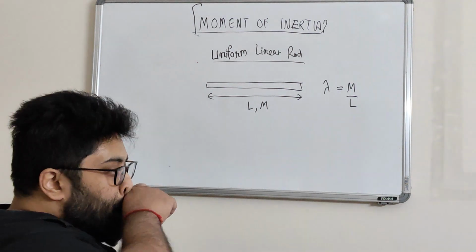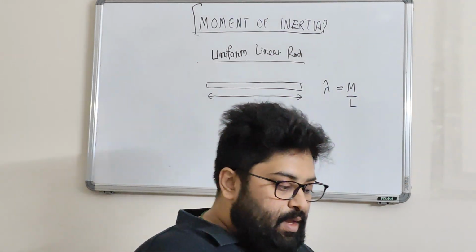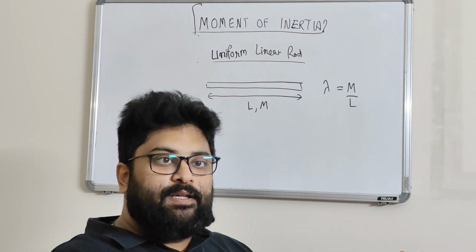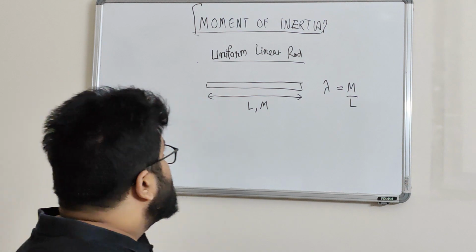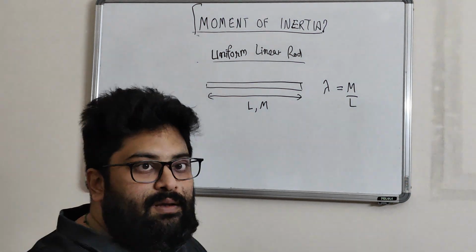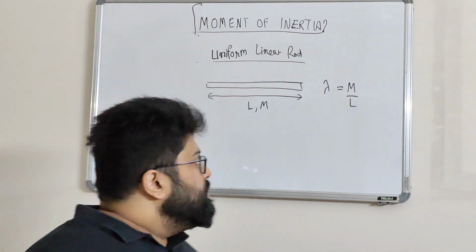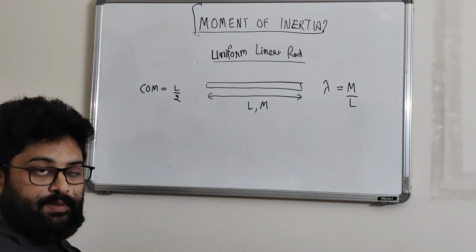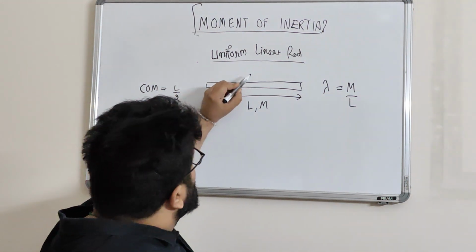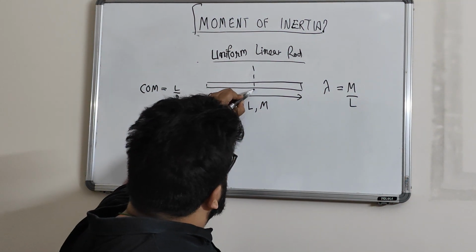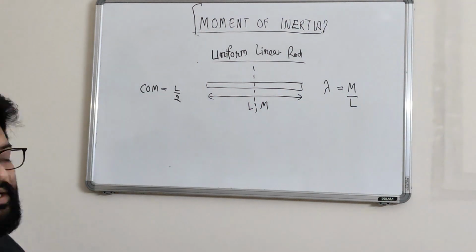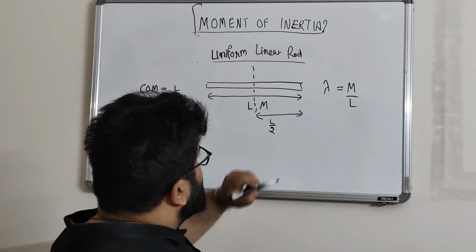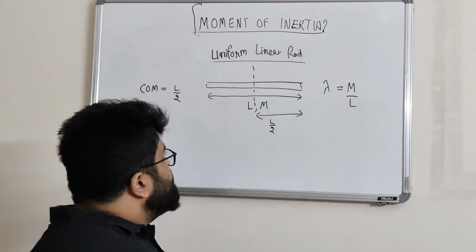Now imagine that when we were talking about the particle, there was some distance between the particle and the axis of rotation. If you recall, for a uniform linear rod, the center of mass is at L by 2. So for the moment of inertia passing through the center of mass, we have this distance L by 2. Okay, so let's start from here.